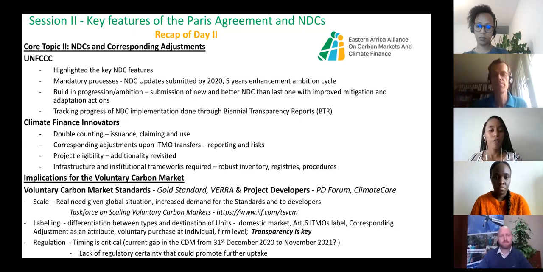But in order to avoid the double counting, the parties agreed to do what are known as corresponding adjustments upon these ITMO transfers with the tracking and the reporting. One thing he highlighted, at least for the host countries, which a lot of Eastern African countries will be, is that they do have a certain amount of emission reductions that they can internationally transfer without jeopardizing achieving their targets. So they need to be really careful and need to know how to do their corresponding adjustments very clearly, so as to avoid that risk of not hitting the target.